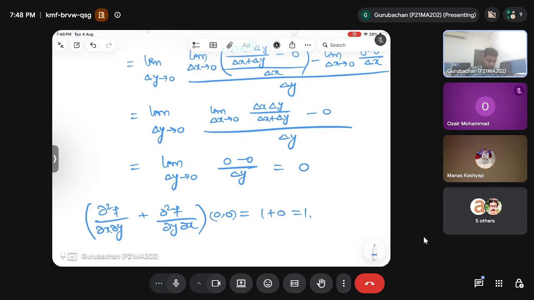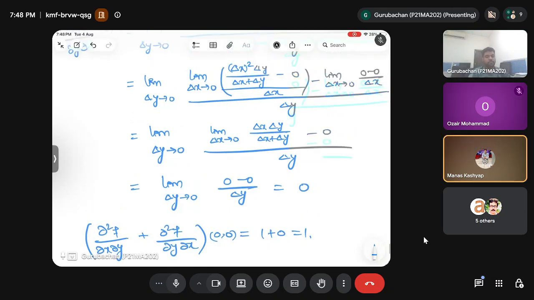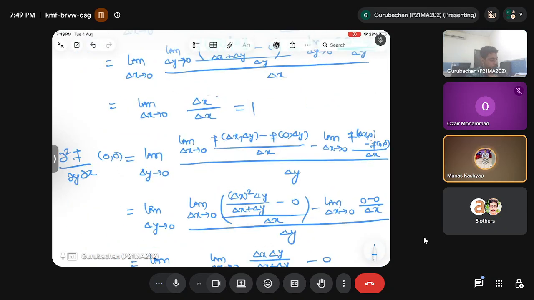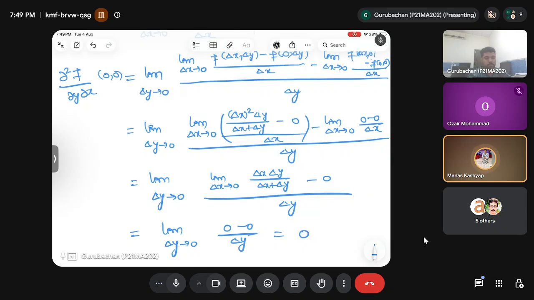Is it clear, sir? I have a doubt. Yes, please ask. Sir, first we will calculate limit delta x tending to 0 for delta x into delta y upon delta x plus delta y. So for this, in the last slide, sir. Yes, sir. In the second line, first we have to calculate limit delta x tends to 0. It is not a form. Okay, okay, sir. My bad.